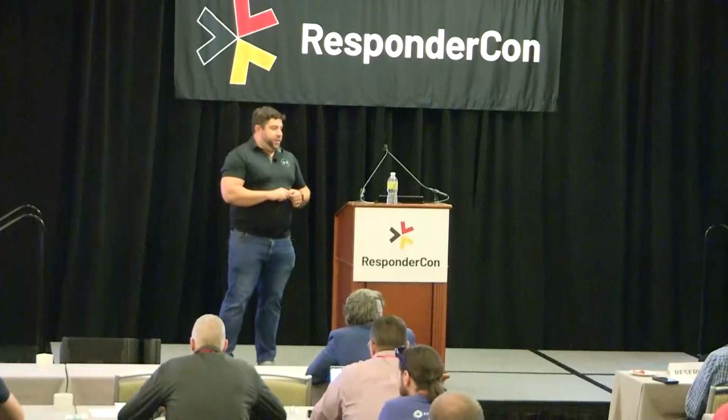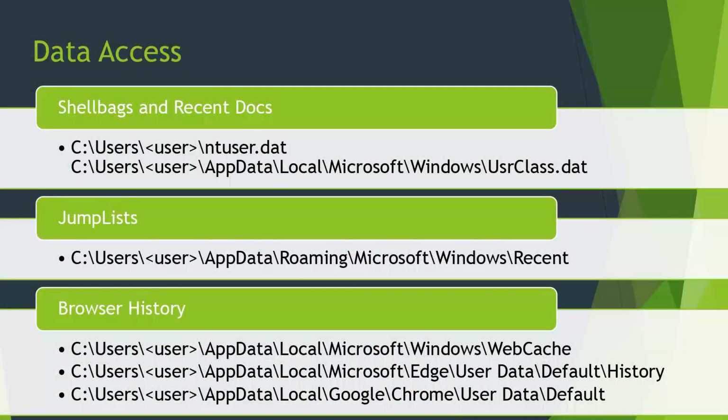So definitely a lot of information up here. We've got shellbags and recent docs. Our shellbags are going to track all of our folder activity. We open this folder and then this folder, and we can kind of start to see that navigation. And recent docs, I mean, it's in the name. It's showing you what files were recently opened.